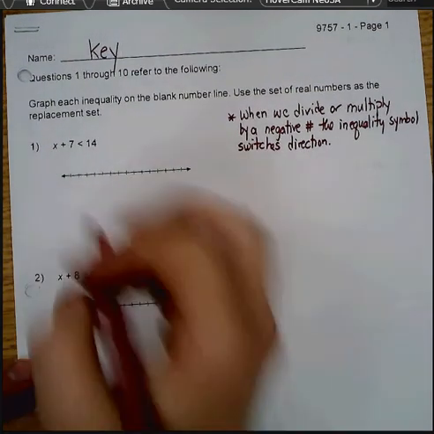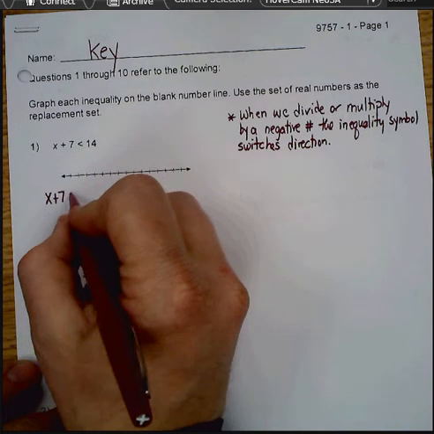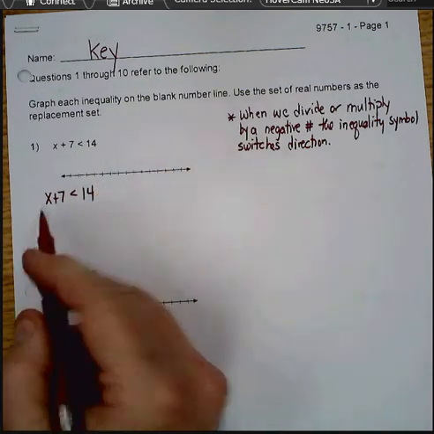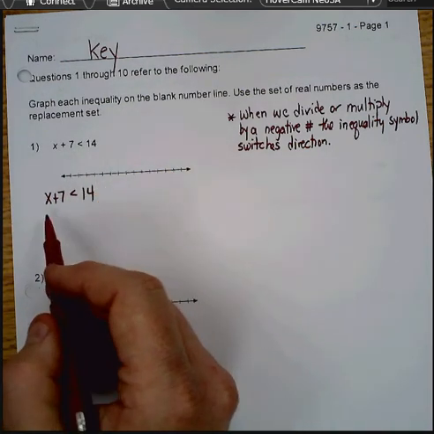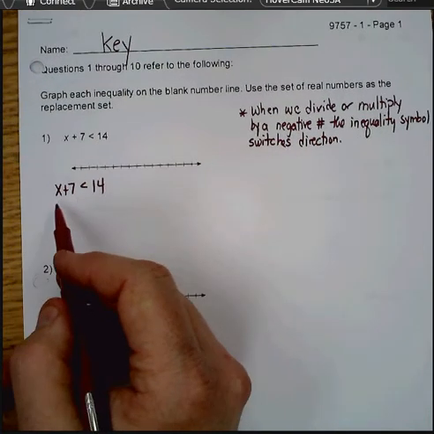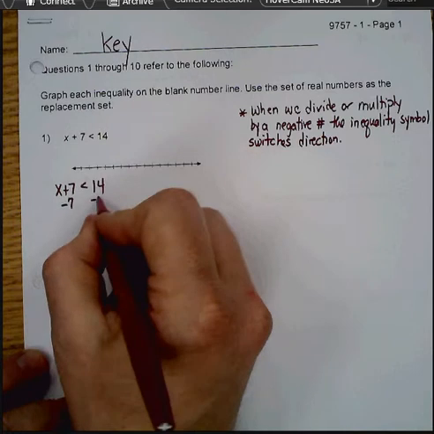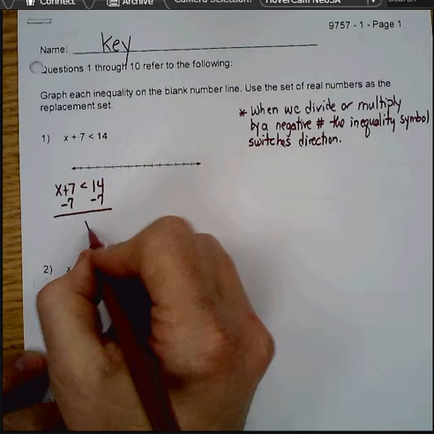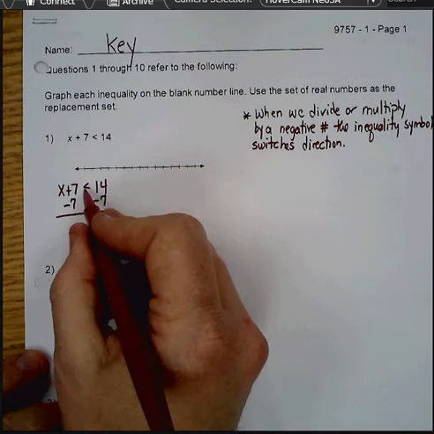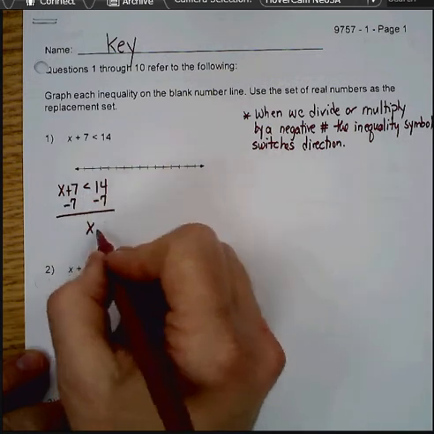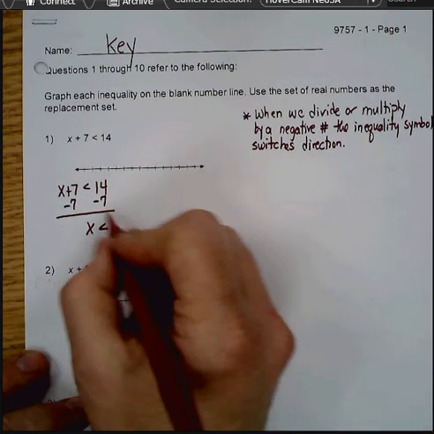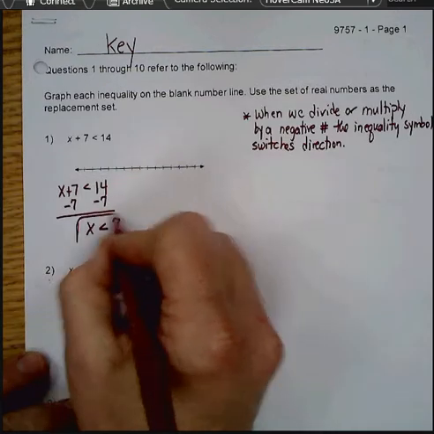So I'm trying to take this question, which is x plus 7 is less than 14, and I want to solve for x. So the left-hand side is simplified. Now what I want to do is zero out any addition, subtraction first. So I'm going to zero out the plus 7 by subtracting 7 from both sides. I get x by itself, which is great. I didn't divide or multiply by a negative, so the inequality is going to stay the same, and 14 minus 7 is 7. This is my answer.